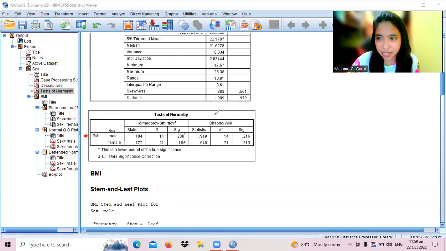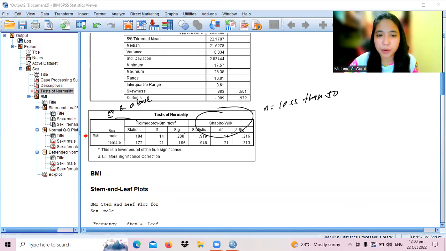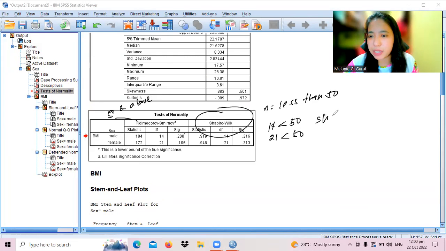So which test do we need to report? We will be reporting Shapiro-Wilk if our N is less than 50. While if it is 50 and above, we will be using the Kolmogorov-Smirnov test. In our data, the sizes are less than 50. 14 is less than 50, and 21 is also less than 50. Which means Shapiro-Wilk will be used.